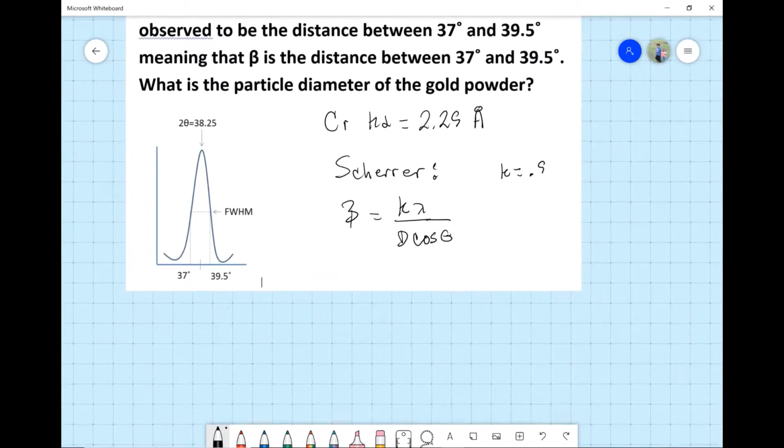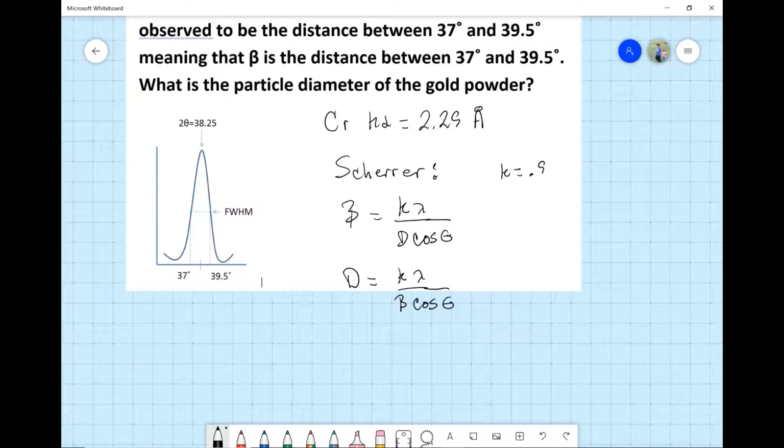And some other things we need to think about. We can rewrite it to be D equals K lambda over beta cosine theta. And when we plug and chug everything, we can get the particle diameter, or crystallite diameter, of our gold powder, if you will.